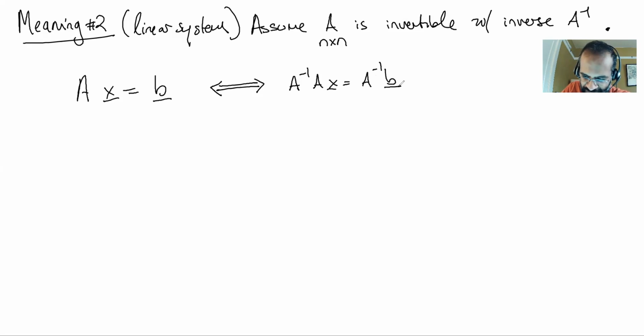Why is it if and only if? Well, I can take an equation of vectors and multiply both sides by a matrix and it'll still be true. So this direction is kind of obvious. Why is this direction true? Anybody know why? Why does the second equation imply the first equation?